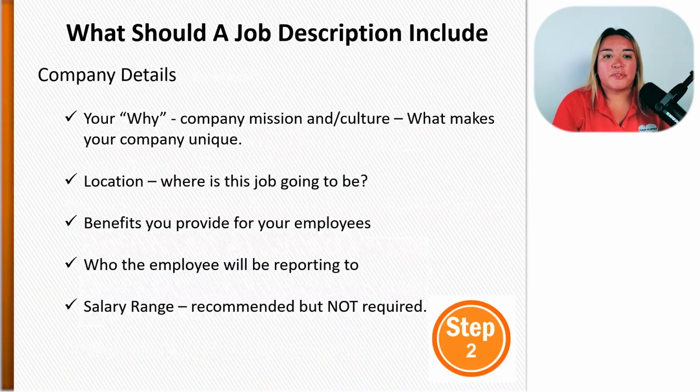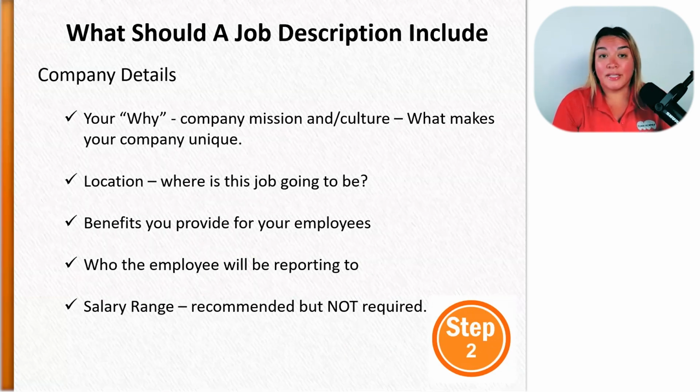Your job description should also include company details, your why, your company mission and culture, what makes your company unique, your location. Where is this person going to be working? Are they going to be working in Miami? Are they going to be working in Fort Lauderdale? Can they work remote? All of this is important.